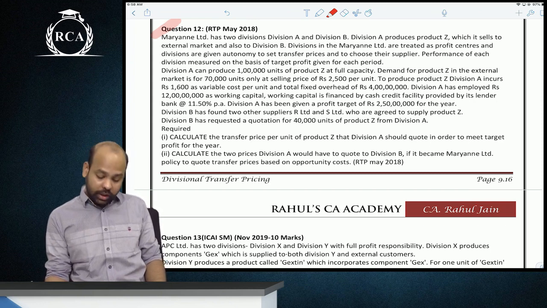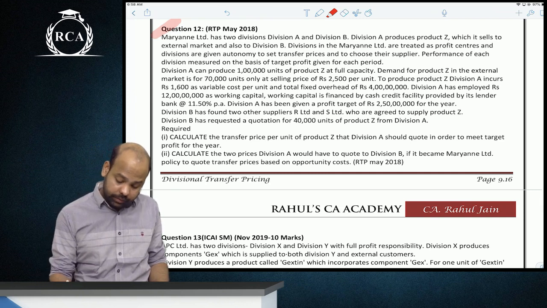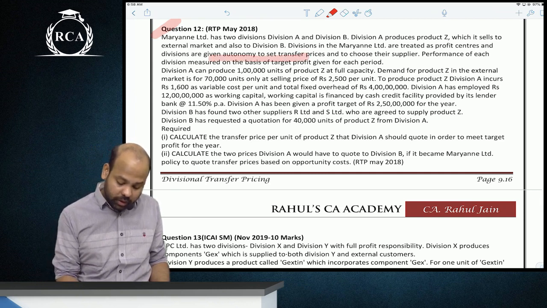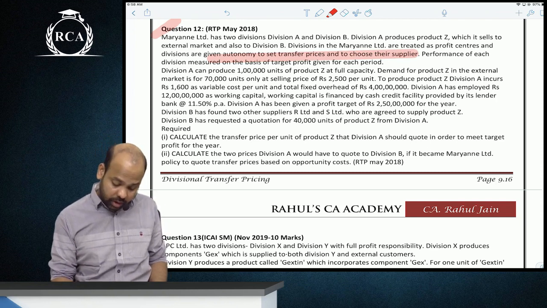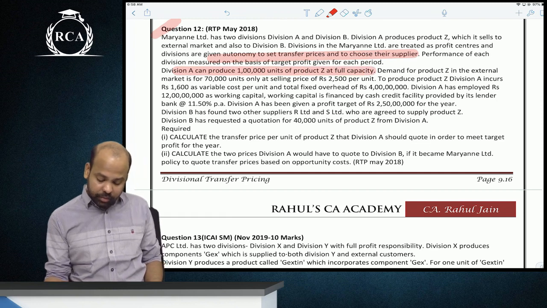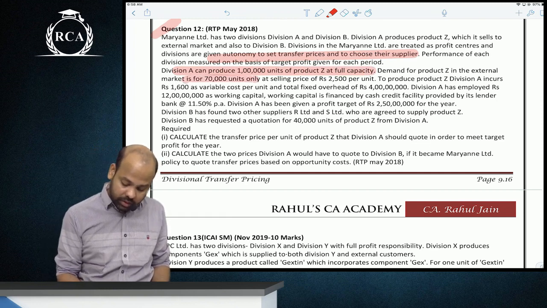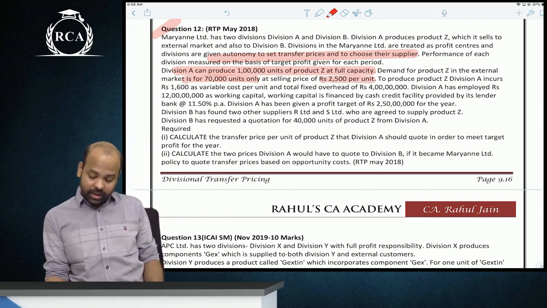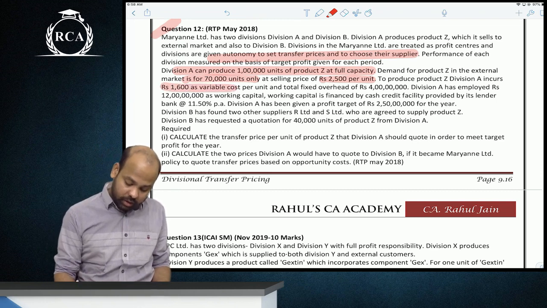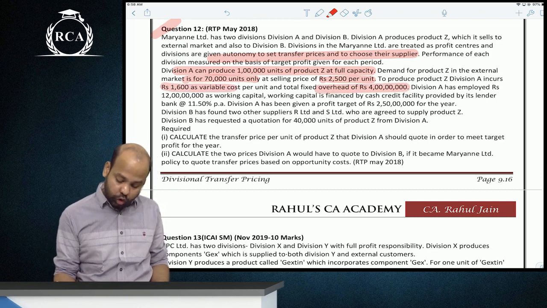Division A can produce 1 lakh units of product Z at full capacity. Demand for product Z in the external market is 70,000 units only at a price of 2,500 per unit. To produce product Z, Division A incurs 1600 as variable cost and a fixed overhead of 4 crore rupees.